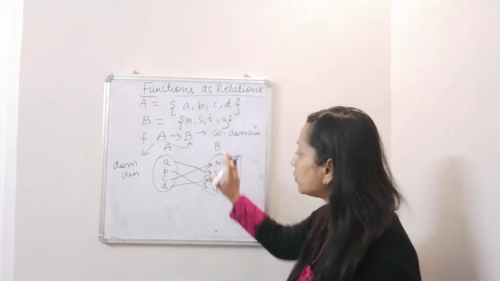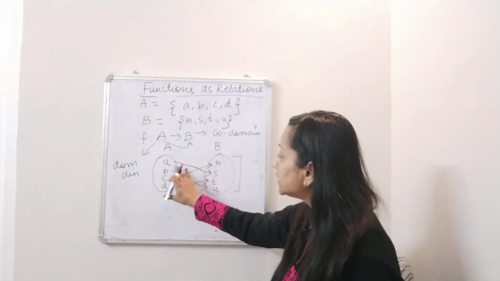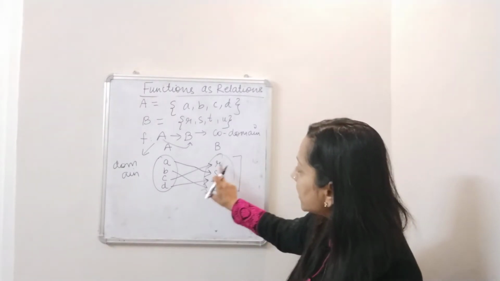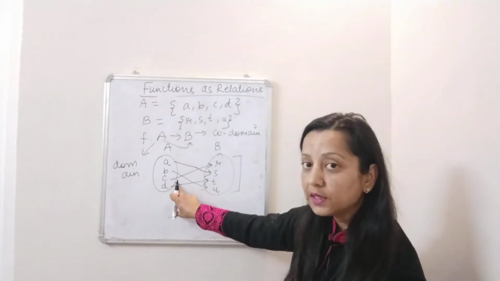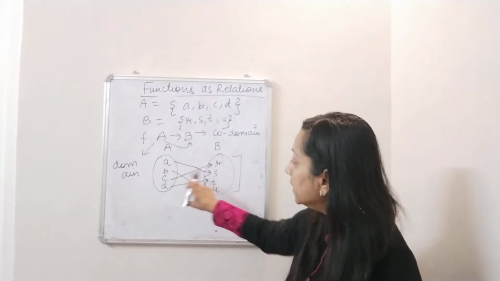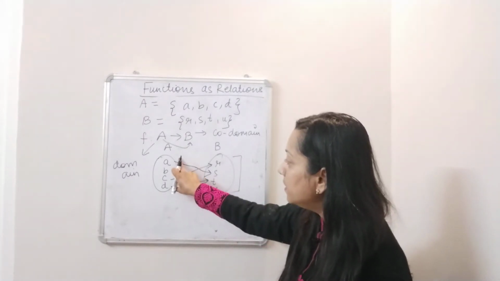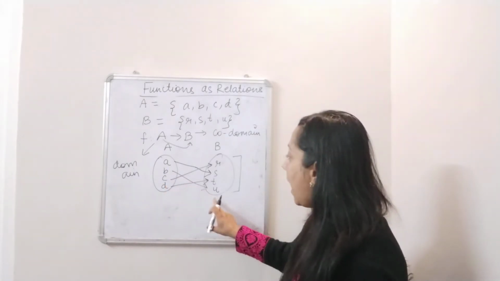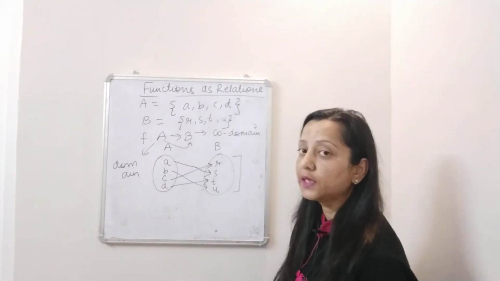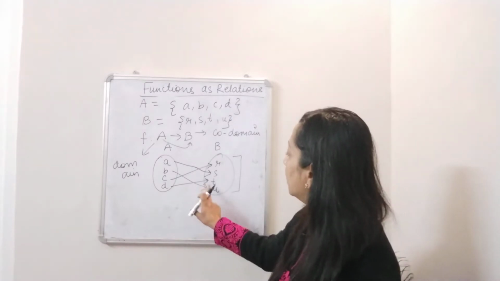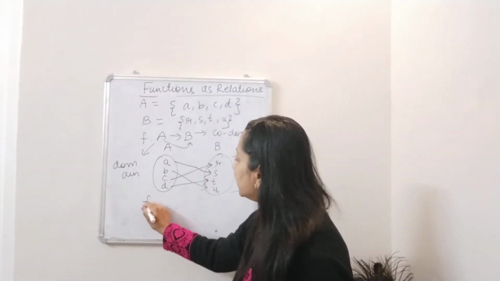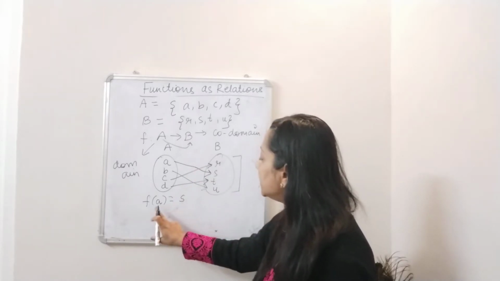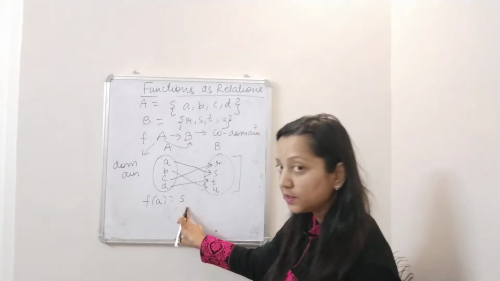The collection of all these elements, that means the elements of set B which have been assigned to the elements of set A. Like here you can see R has been assigned to the element C, then S has been assigned to the element A, then U has been assigned to the element B, and T has been assigned to the element D. So that means I can clearly write that f of A is equal to S. That means the image of A under f is S.